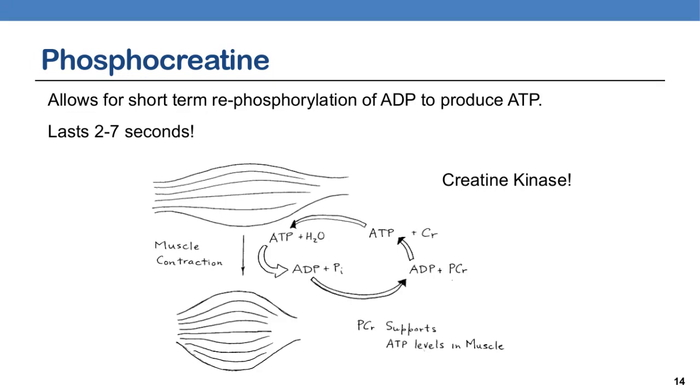So that's why you sometimes hear people taking creatine supplements. Sorry, someone just asked if I drew this. I did not draw this, no.